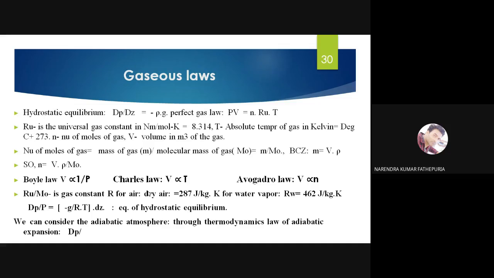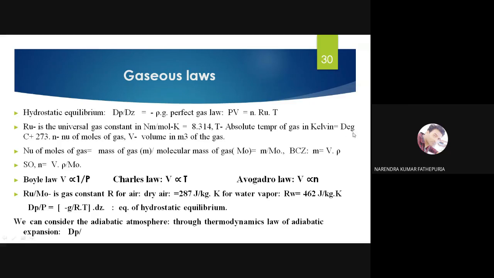There are gas laws that we have to understand for the dispersion and dilution techniques before studying dispersion and dilution. I will take 2 minutes to explain these gas laws, then I will come to the main topic that we want to discuss today. So this is hydrostatic equilibrium: dP/dz is equal to minus rho g. The perfect gas law you have studied in thermodynamics: PV is equal to nRuT. Ru is the universal gas constant in newton meter per mole kelvin. You have studied this in your 11th, 12th, and in your first year engineering also, the gas laws. Generally physics also keeps talking about it.